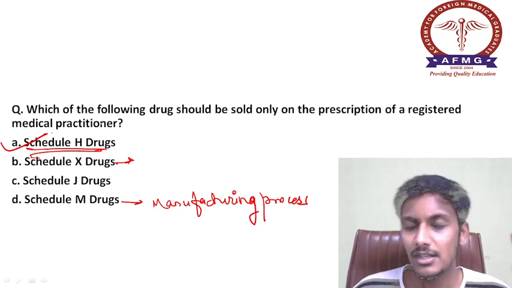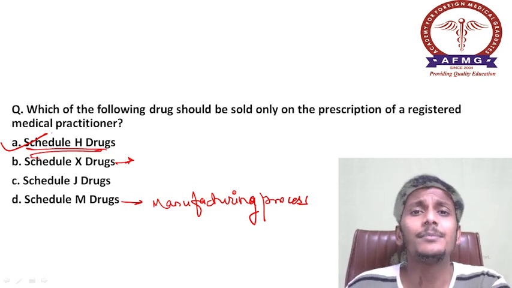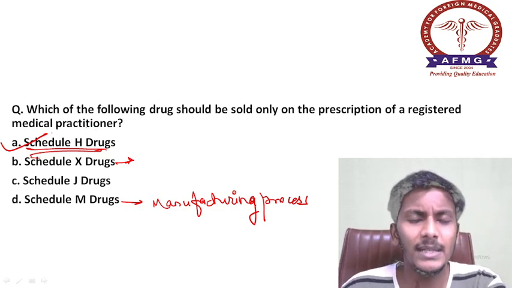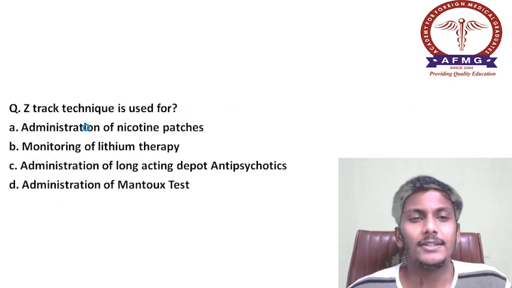Please remember, Schedule H drugs are the ones which are sold under the prescription of a registered medical practitioner. तुम्हारी prescription के बिना कोई खरीद नहीं सकता. Important one. And there are some drugs which are over the counter drugs like PCM. They can be taken easily. Moving further to the next one.